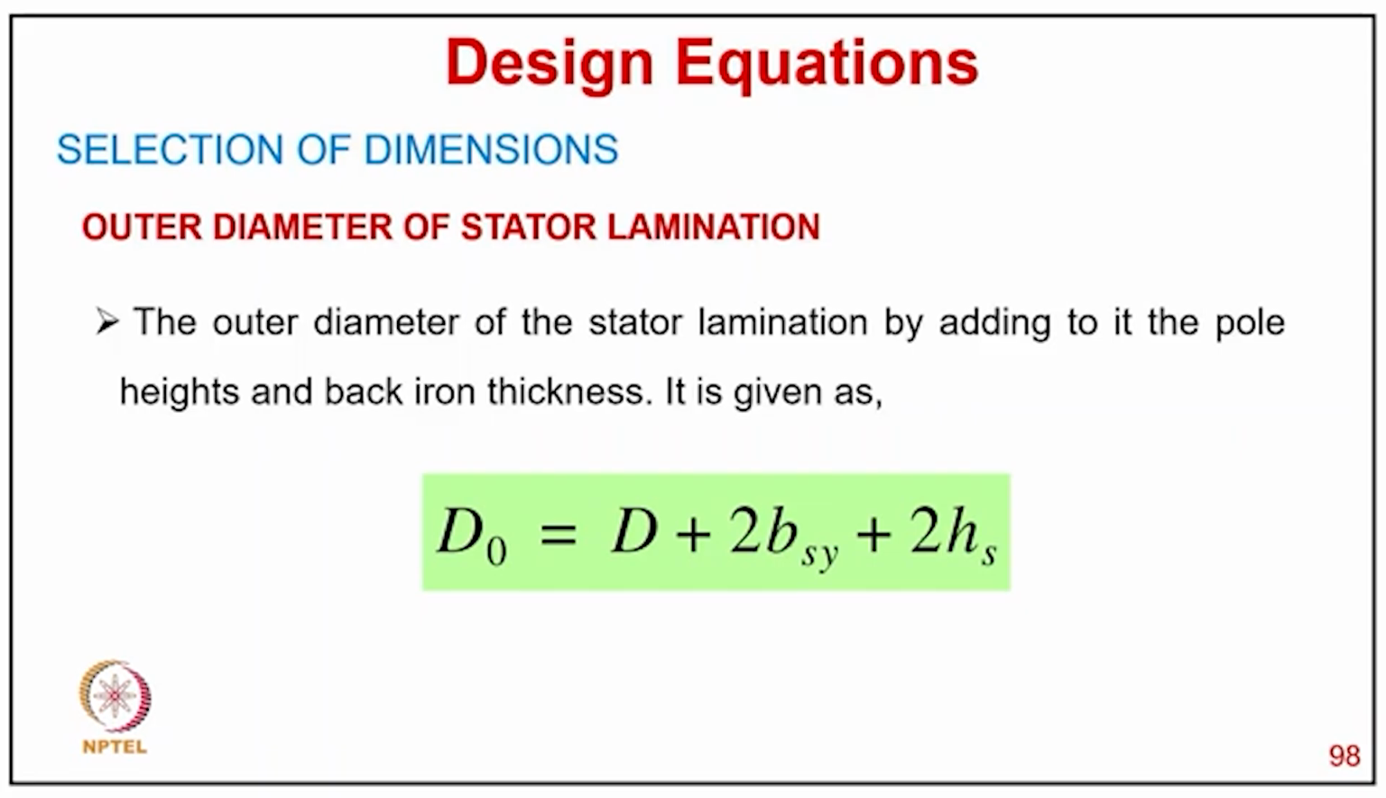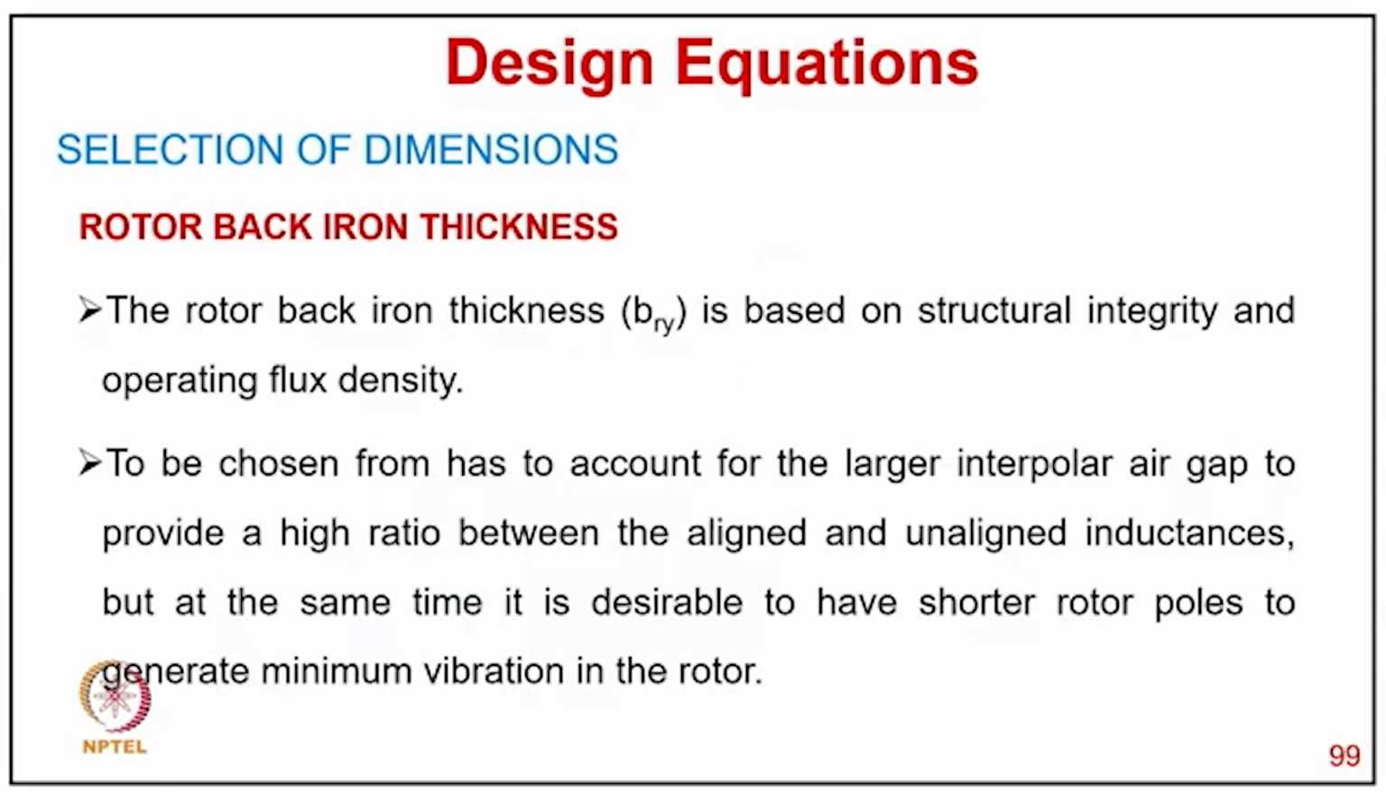Now coming to outside dimensions of the stator laminations, the outside diameter is obtained by adding the pole height and back iron thickness: DO equals D plus 2 BSY plus 2 HS. Now coming to rotor back iron thickness, BRY is based on the structural integrity and operating flux density. It has to account for the larger interpolar air gap to provide the higher ratio between the aligned and unaligned inductances, but at the same time it is desirable to have shorter rotor poles to generate minimum vibration in the rotor.